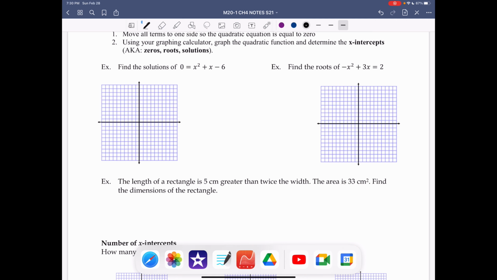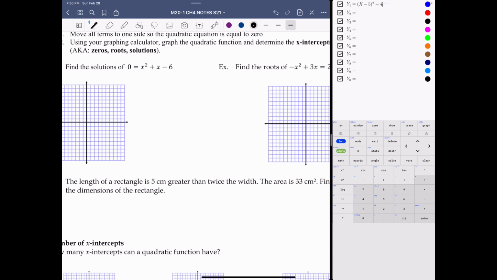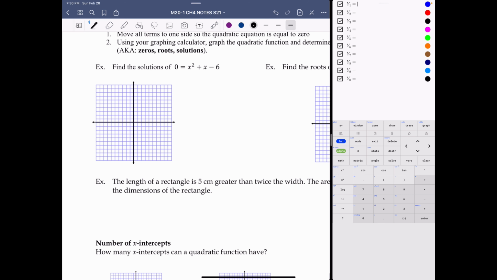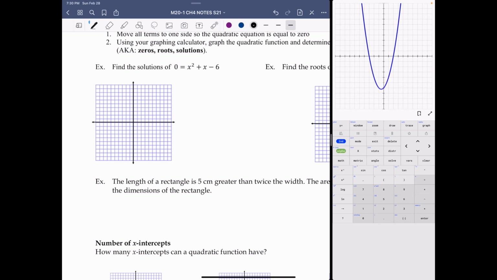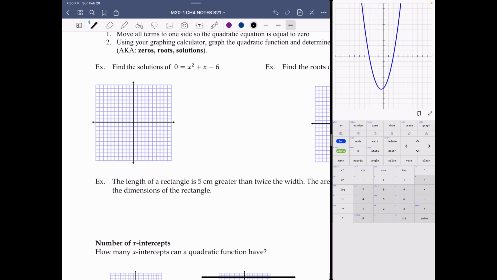Bring up our graphing calculator. Go to y equals, clear whatever you have there, and enter the function x squared plus x minus 6. Graph that. If you need to change your window to standard on a TI, you can do zoom and then choose the option that is standard, which is 3 for me. If you're using a Casio, choose window and then F3 for standard.